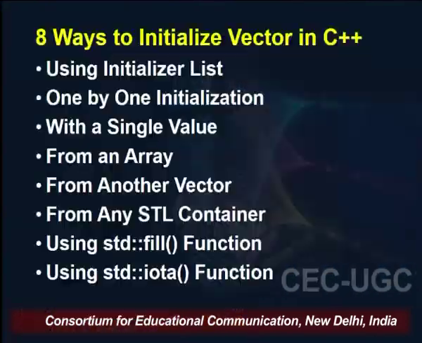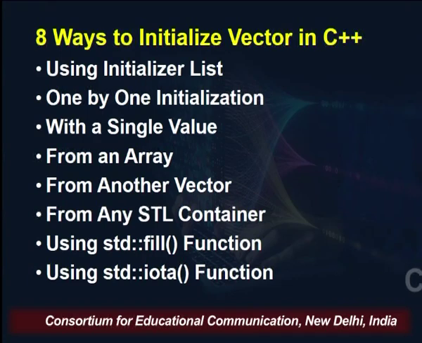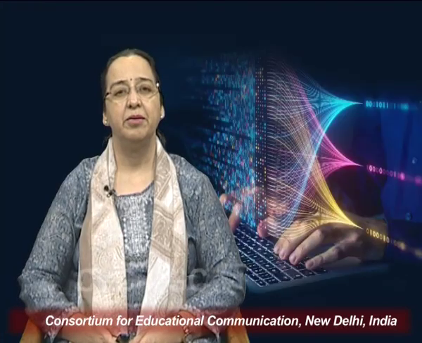The first way is to use an initializer list. The second way is one by one initialization. Third is with a single value. Fourth is from an array. Fifth is from another vector. Sixth is from any STL container. Seventh is by using the std::fill function, and the eighth one is by using the std::iota function. So, these are the 8 ways to initialize vectors in C++.